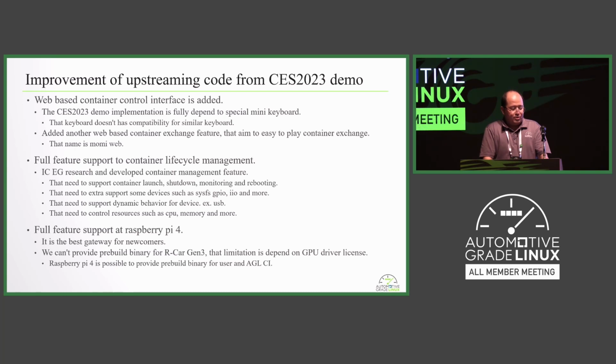The third point is full feature support on the Raspberry Pi 4 board. It is the best gateway for newcomers. We can't provide a pre-built binary for Alpha Gen 3 devices. That limitation depends on the GPU driver license. For Raspberry Pi 4, it is possible to provide a pre-built binary for users under AGL IC-EG because there is no limitation on the license.